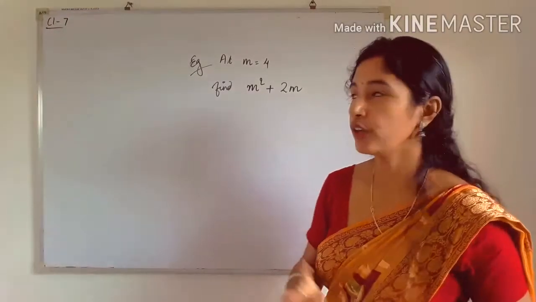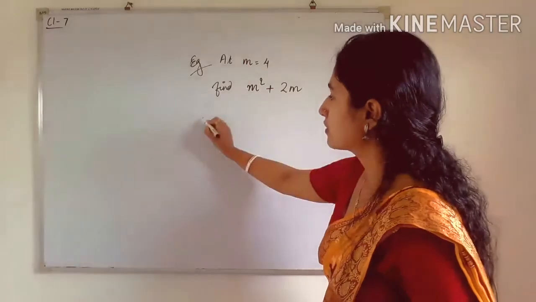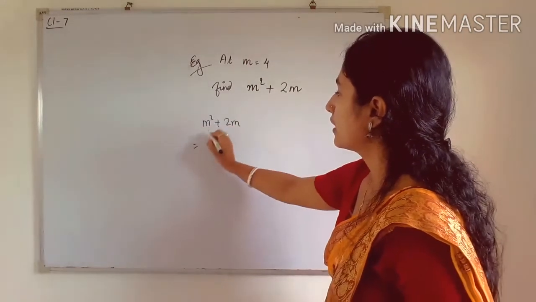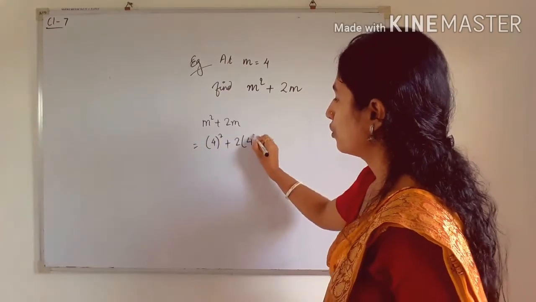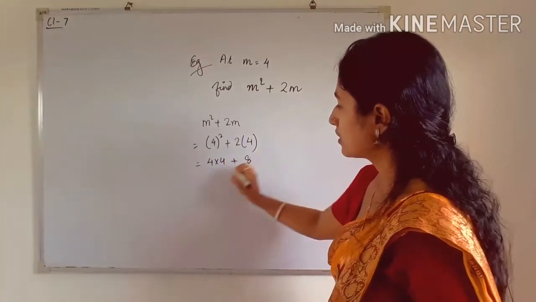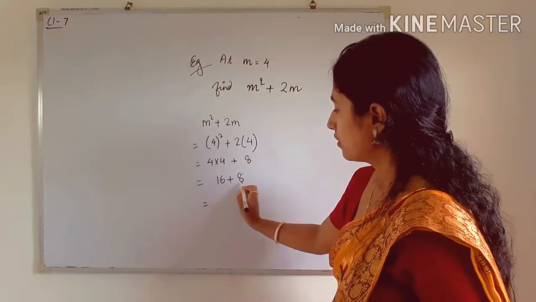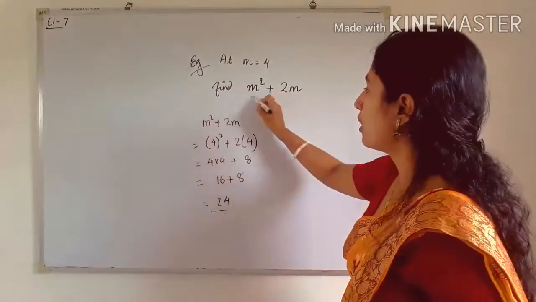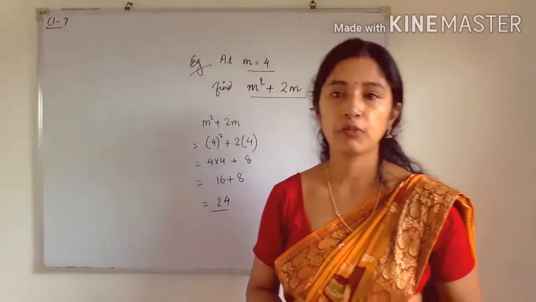So what do we have to do? We have to put the value of m in place of m. The answer will be like this: m square plus 2m can be written as, in place of m we write 4, so 4 square plus 2 into 4. You know 4 square is 4 into 4, that will be 16, and 2 fours are 8. So 16 plus 8 will be 24. So this is the value of this polynomial at m is equal to 4. This is the topic, value of an algebraic expression.